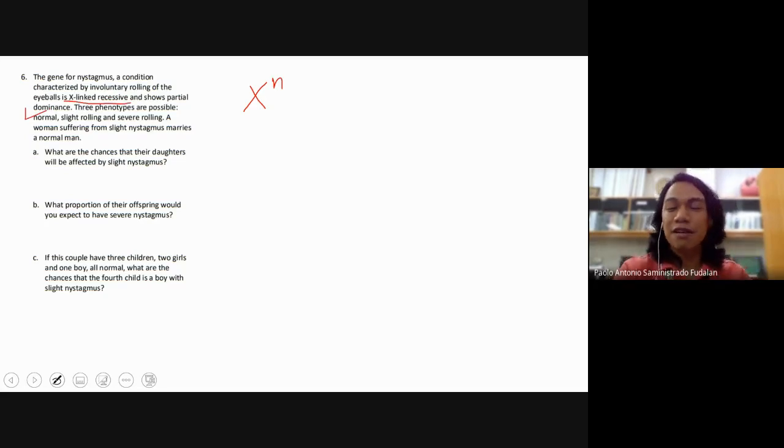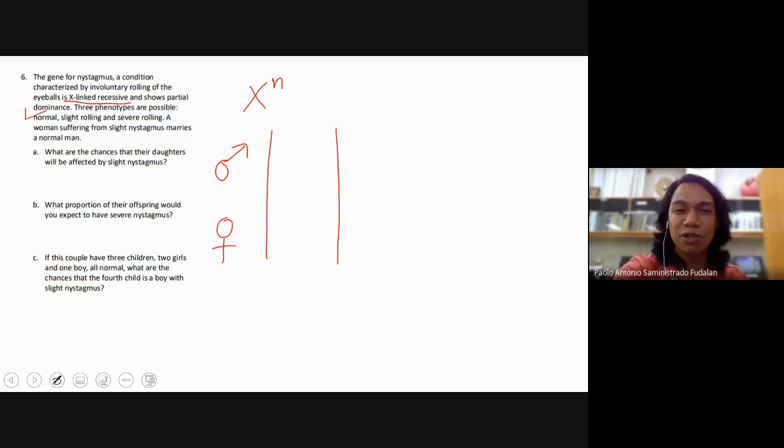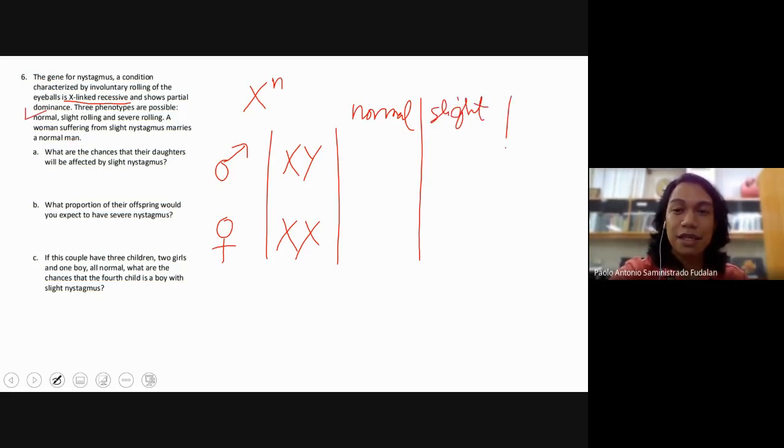The first thing I want us to analyze here is the difference between males and females. We know for males our sex chromosomes are a pair of X and Y, and for females, an X and another X. So let's categorize this into columns: normal, slight rolling, and severe.